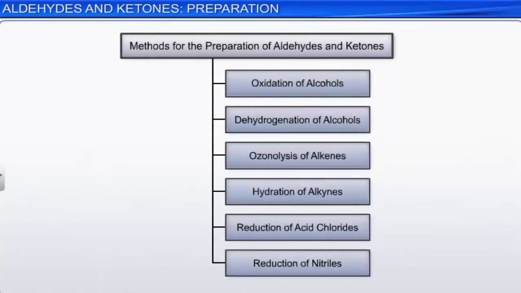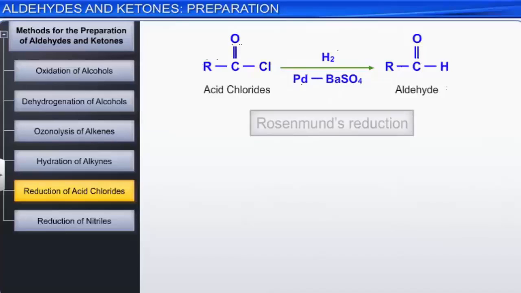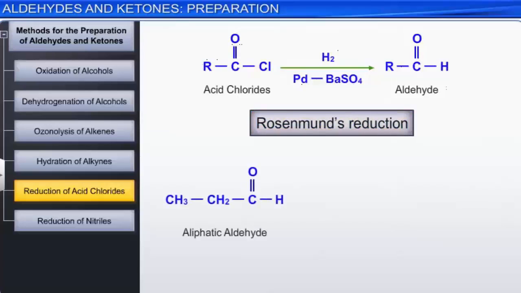Carbonyl compounds can also be prepared by the reduction of acid chlorides. Aldehydes can be prepared by the reduction of acid chlorides with hydrogen in the presence of palladium on barium sulfate in quinoline. This reaction is called Rosenmund's reduction. Aliphatic and aromatic aldehydes can be prepared by this method. Note that ketones cannot be prepared by this method.